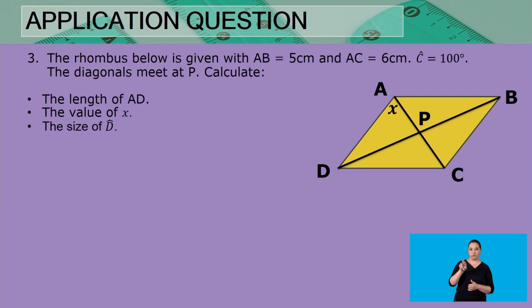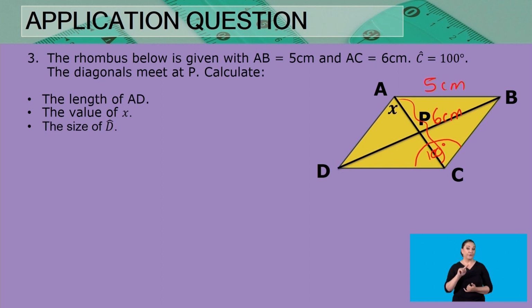Let's look at the last question of these application questions. We have been given the rhombus below with AB equal to 5 centimeters. Then we are told that AC is equal to 6 centimeters. Then we are told that angle C is equal to 100 degrees. The diagonals meet at P, as we can see there, and then we are required to calculate the following.